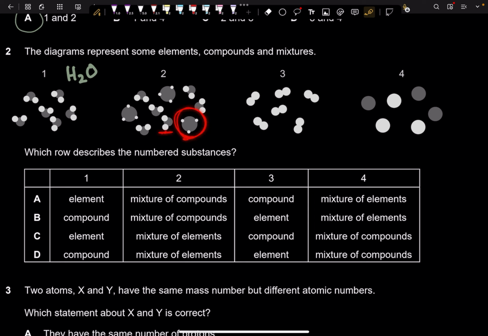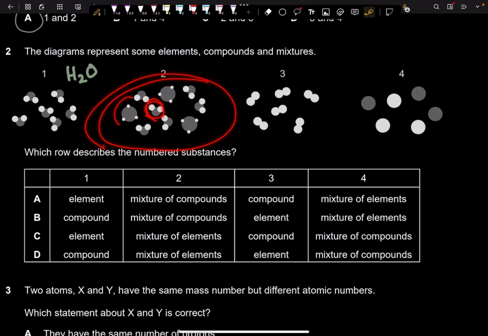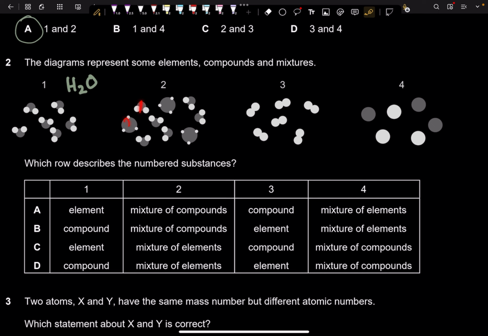So this means that 2 compounds, one compound and the second compound, are mixed together. They are mixed together. 2 different types of compounds. This is 1 compound and 2 compounds are mixed together. So what are substances called which have mixtures? Obviously they're called mixtures. So this is a mixture of compounds, because I can see this is also a compound, because it has different types of atoms.